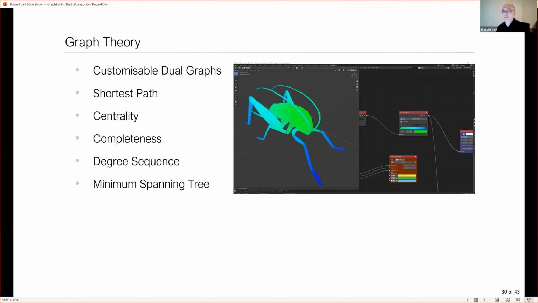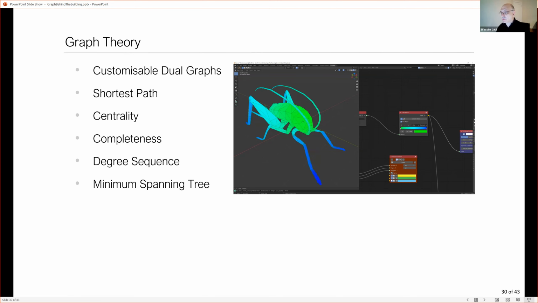But you can get these types of things: graph theory stuff, dual graphs, customizable dual graphs, shortest path, centrality measures. As you can see here, the head of this grasshopper is the most central, and the arms and the legs are the most isolated. Completeness: how complete is the graph? Is every node connected to every other node? And degree sequences. If you read about graph theory, you can get all these things. We've written all these methods in Topologic.